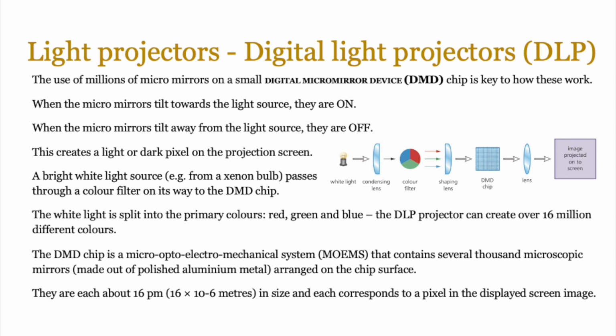What happens is a bright white light source, which is normally a xenon bulb, passes through a color filter on its way to the DMD chip. The white light is split into primary colors, red, green, and blue. The DLP projector can create over 16 million different colors as a result of this.